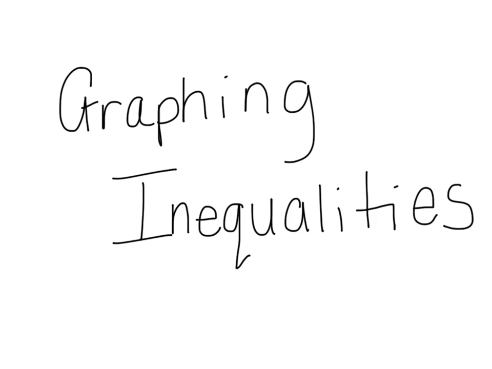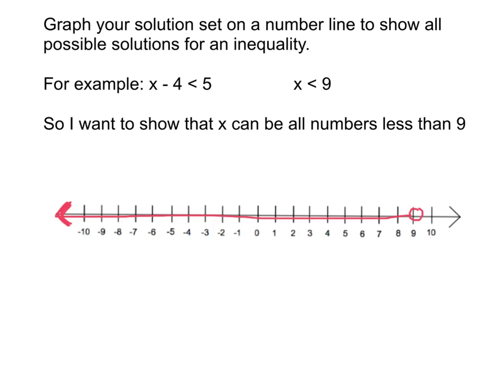Today we're going to talk about graphing inequalities. So you already know how to solve inequalities, but today we're going to talk about how to graph them. And what I mean by that is how to graph your solution set on a number line to show all possible solutions for an inequality.